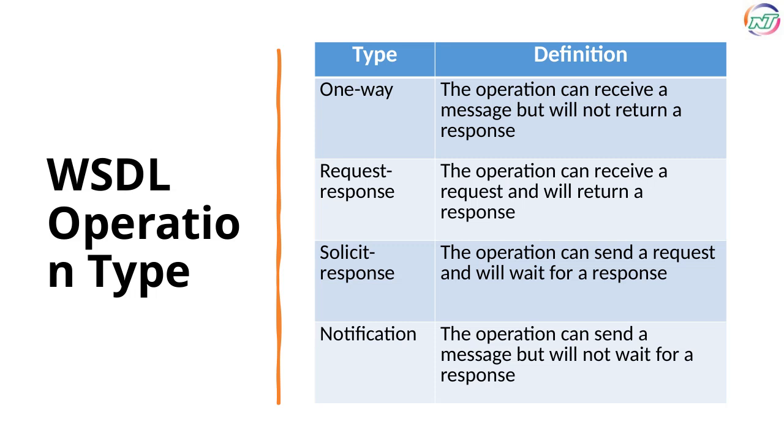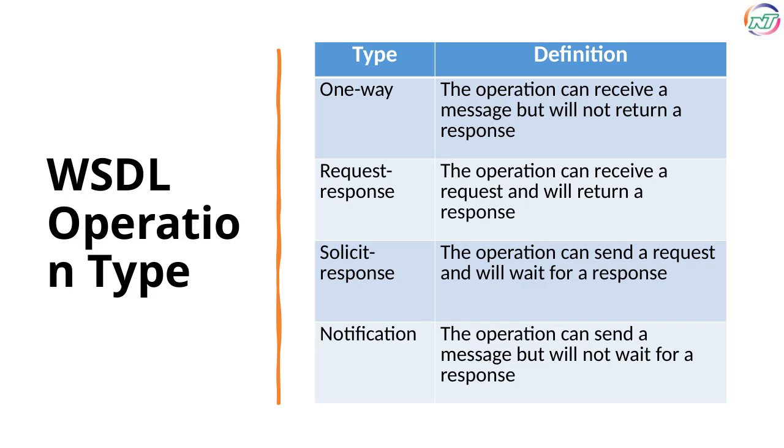Types of WSDL operations to understand how messages are exchanged between a client and a web service. The one-way operation allows the service to receive a message without sending any response back. Request response is the most common type, where the service receives a request and returns a response.